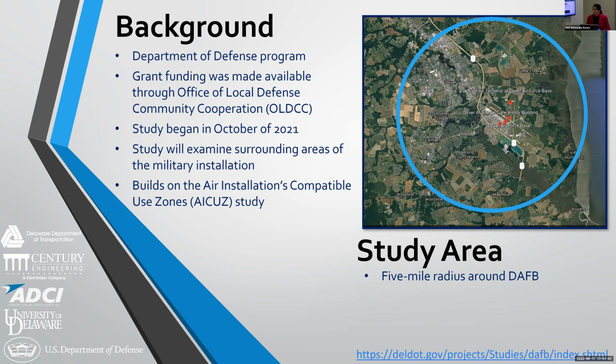This study will build on the Air Installations Compatible Use Zones study. As you can see here in the picture, the blue circle is generally our study area. It is a 5-mile radius around the Dover Air Force Base. It includes the Dover Air Force Base and Kent County, including portions of Dover, Camden, Wyoming, Magnolia, Frederica, and Bowers.